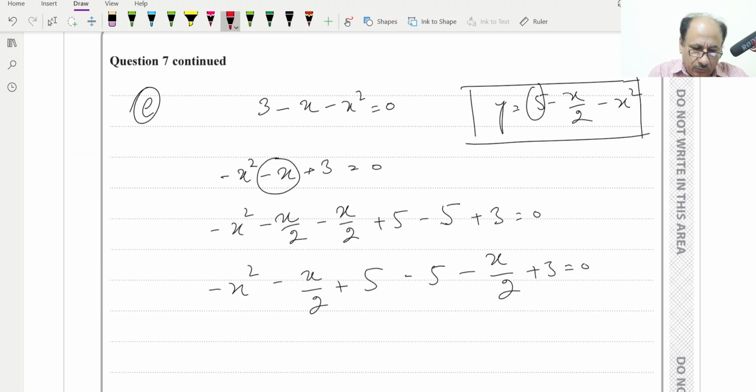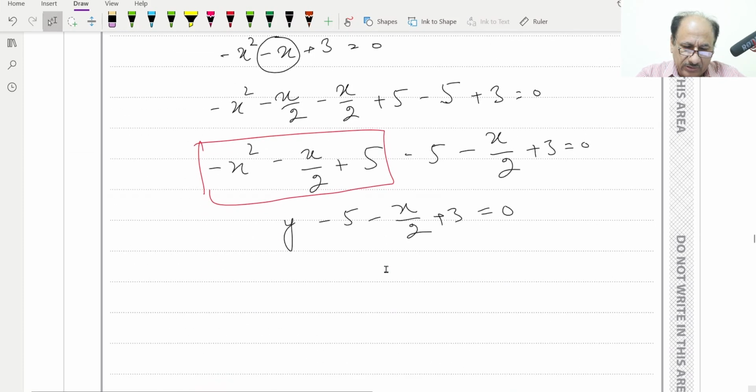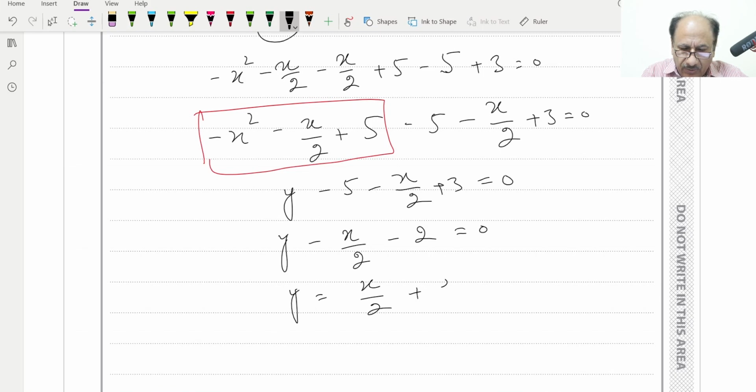So this portion we can write as y. This is exactly the same as y, so we can write y, minus 5 minus x by 2 plus 3 is equal to 0. And what next? We can simplify this: y minus x by 2 minus 2 is equal to 0, or we can write y is equal to x by 2 plus 2. So this is basically the y is equal to mx plus c format.